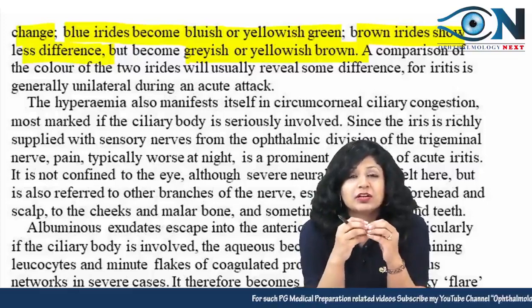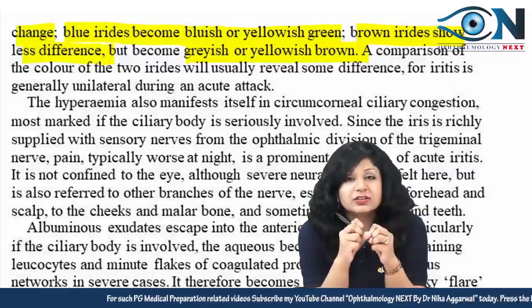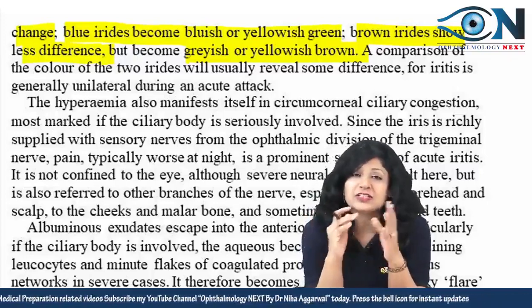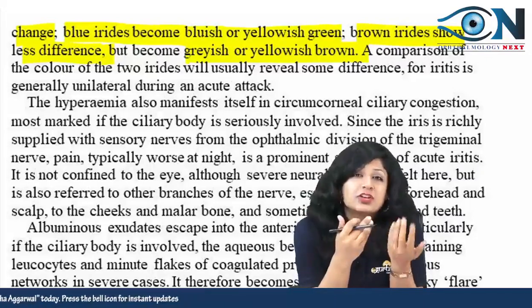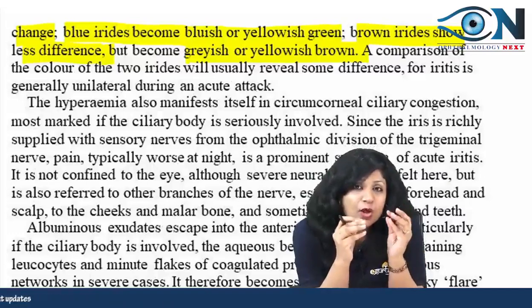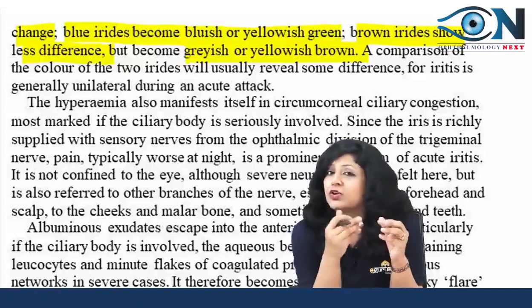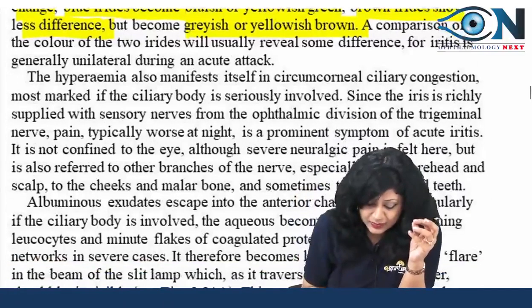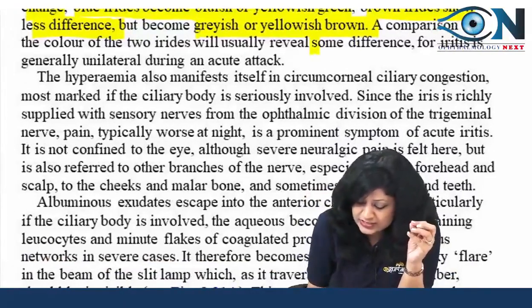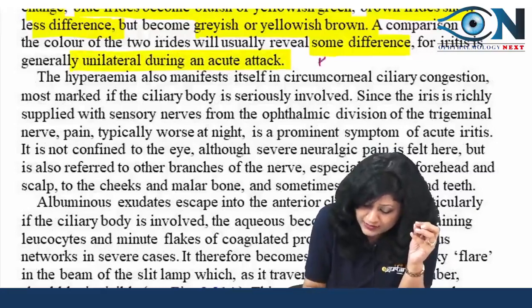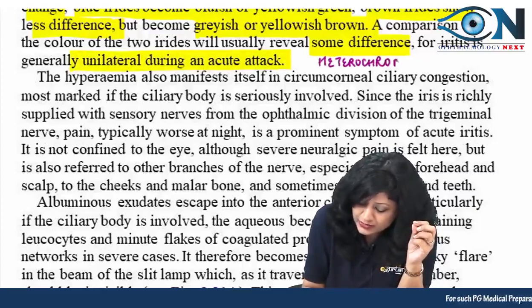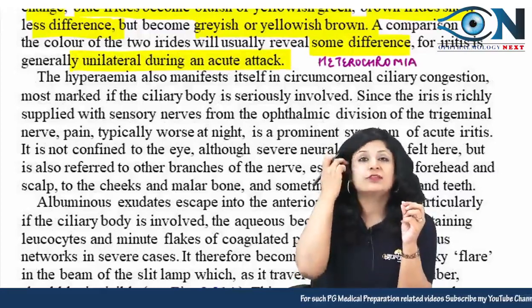So we are not getting the constriction and the dilatation. So it is sluggish. But if at all it is present, then it is the constriction that is present, and we get a small pupil due to the release of irritants and not the dilatation. A comparison between the two irises will reveal some difference. Because it is usually unilateral, you will get the heterochromia, and you will get a different color of the iris.